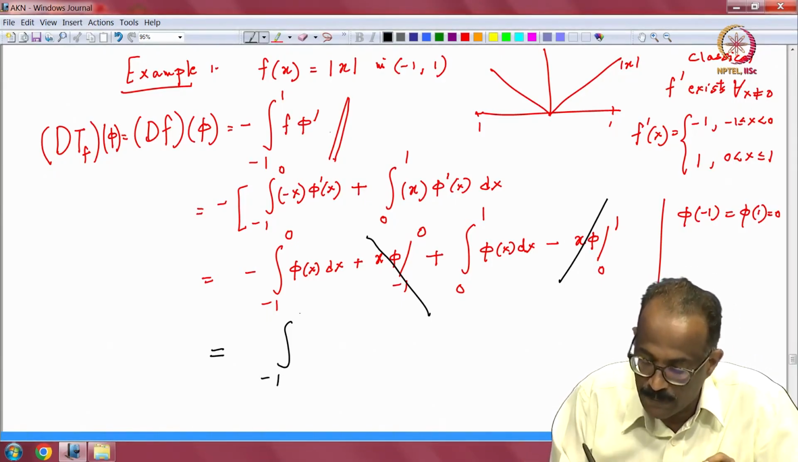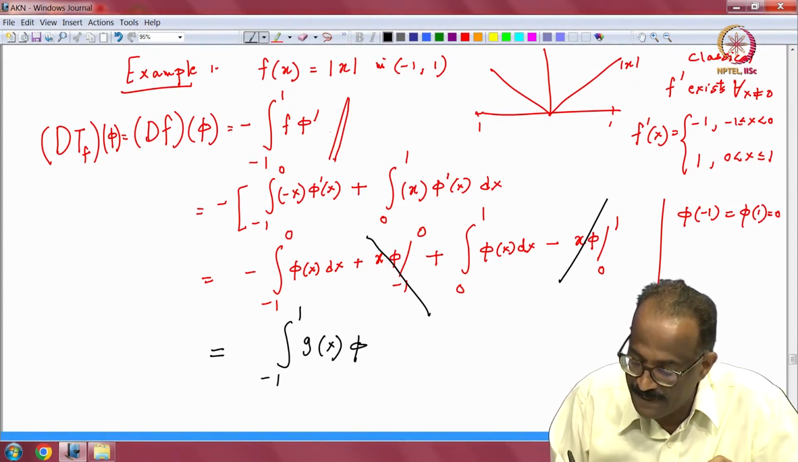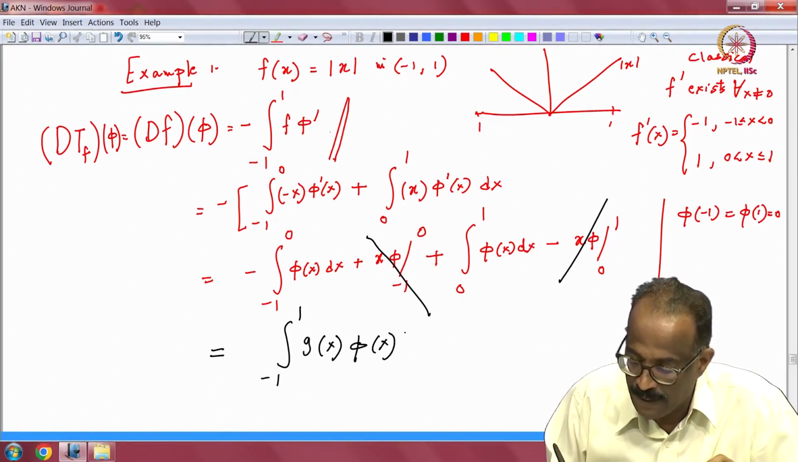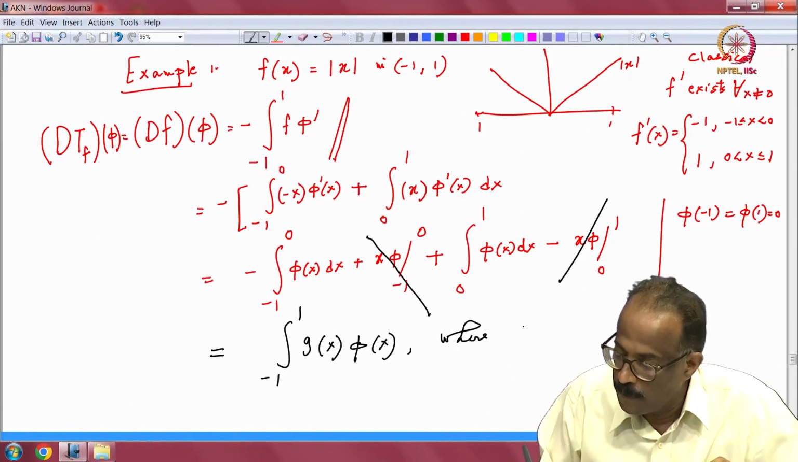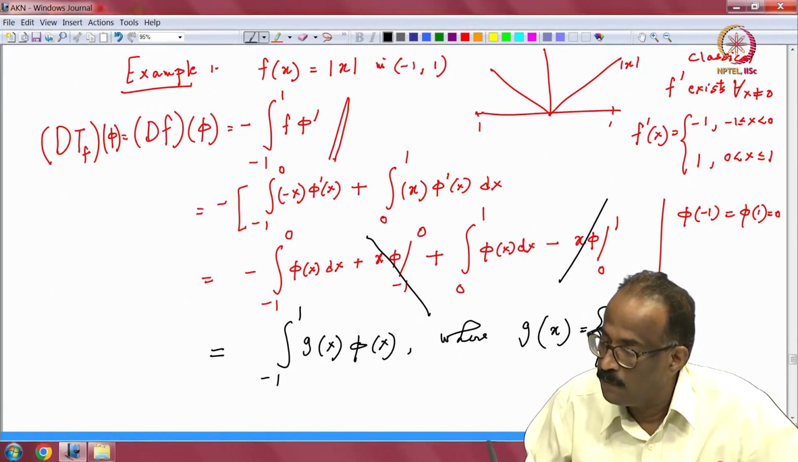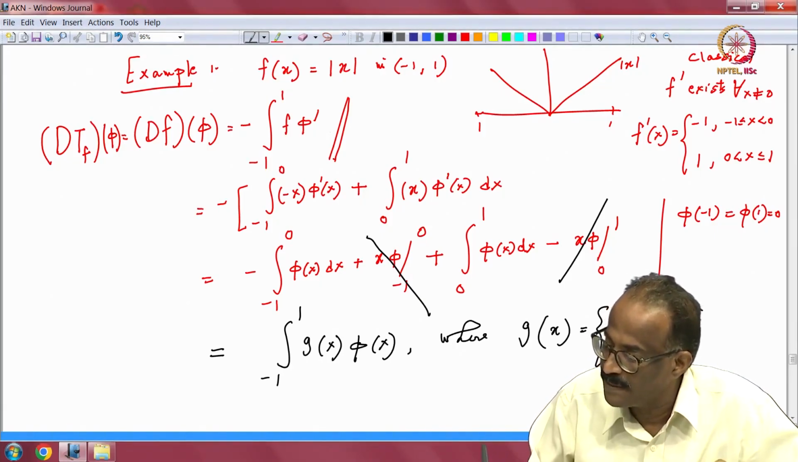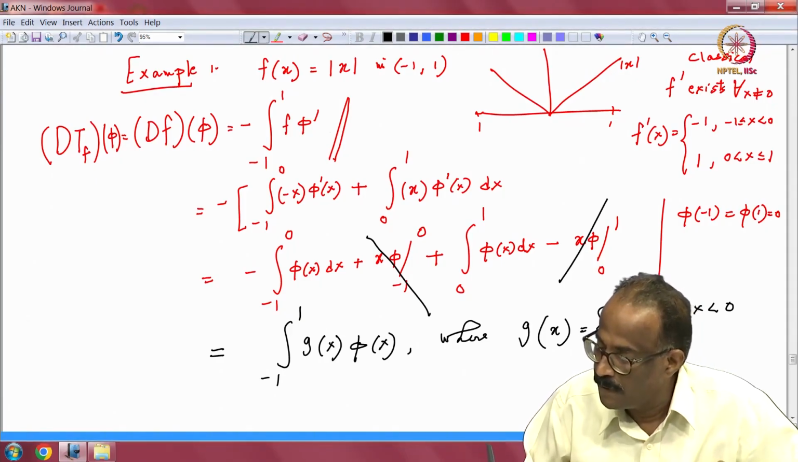So, I can immediately write down this is equal to the integral from minus 1 to 1 of g(x) phi(x), where g of x is equal to minus 1 for minus 1 less than or equal to x less than 0, and plus 1 for 0 less than x less than or equal to 1.